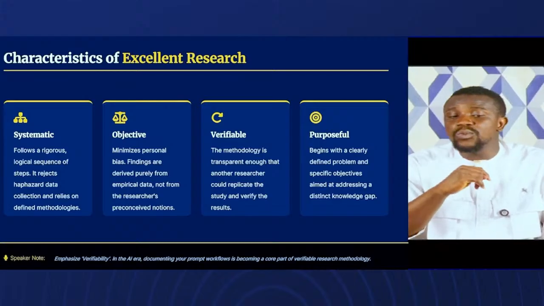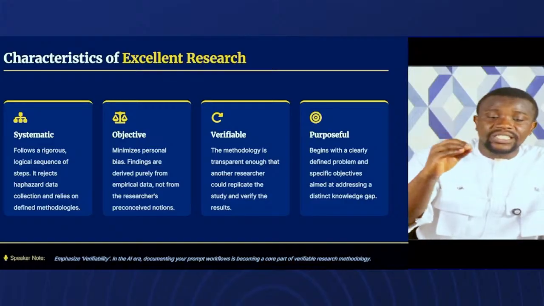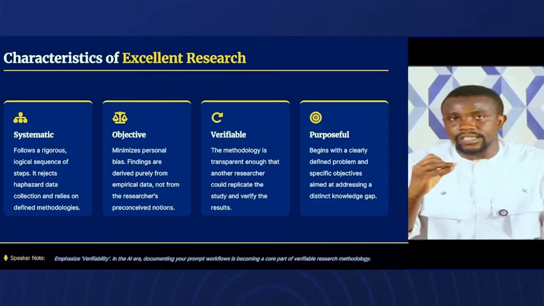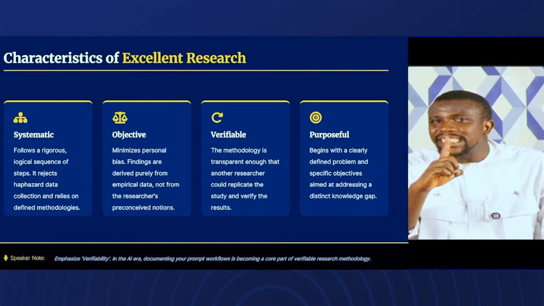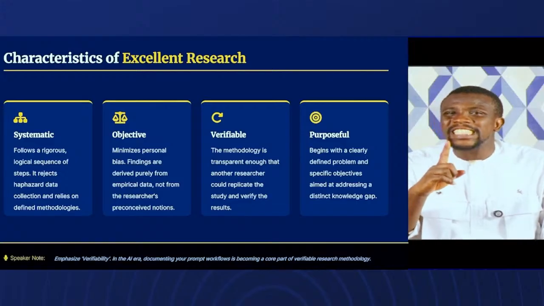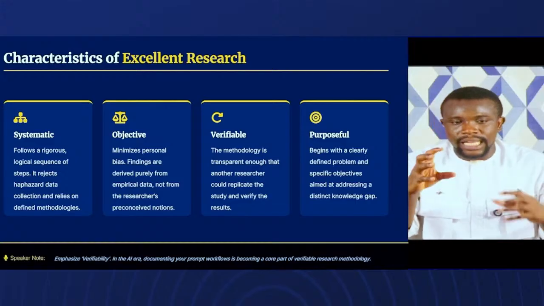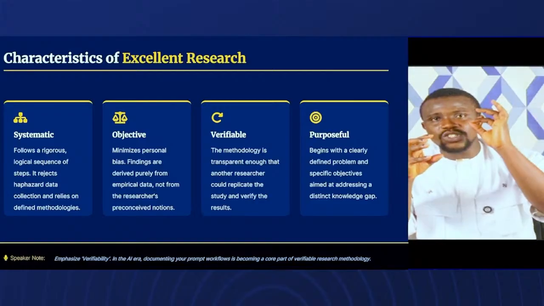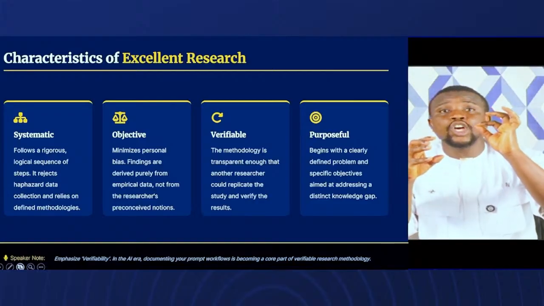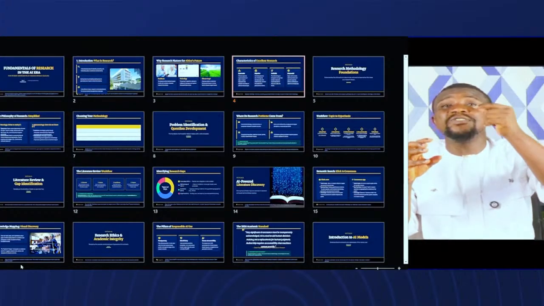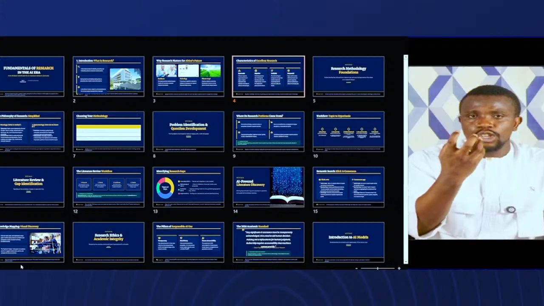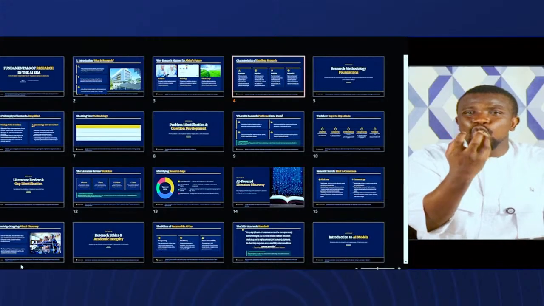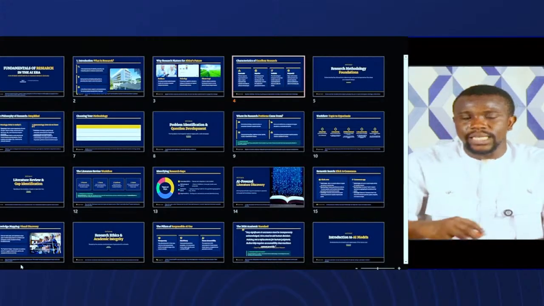The second thing we need to understand is that every research must be objective. Please pay attention here. When we are talking about objective research, we mean research that does not reflect personal biases. That means when you are doing research, as much as possible, if it's an academic research, you must ensure that it does not reflect your personal biases. Rather, every research should reflect conclusions gotten from analyzing empirical data.